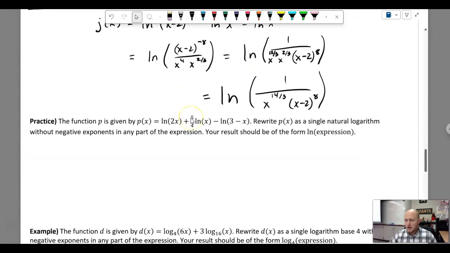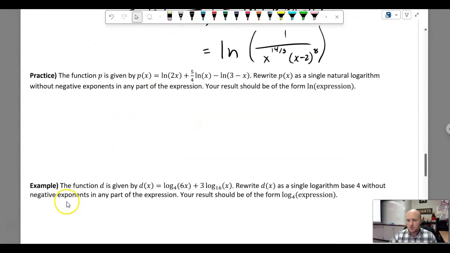Okay? All right, so here is one for you, a practice one. Pause me again, try this example.